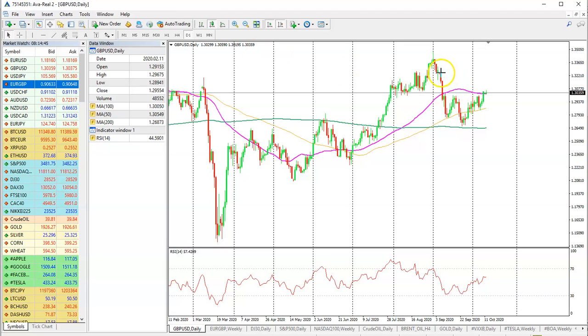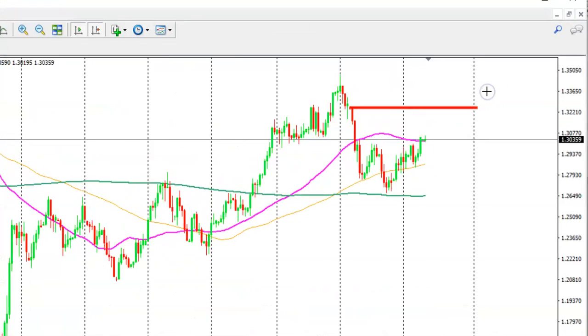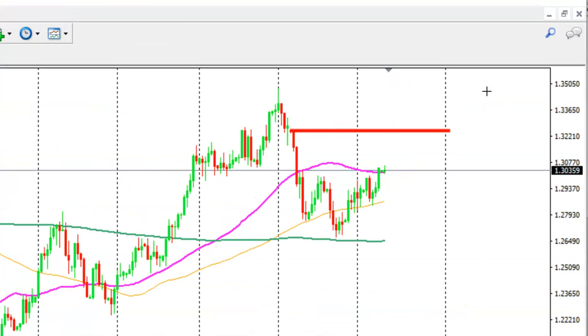That particular price level is right over here, around 1.3225. Around this level is where I expect this price to move. But of course, the question remains: why do we put our stop losses? One potential area for the stop loss could be right on top of these candles.